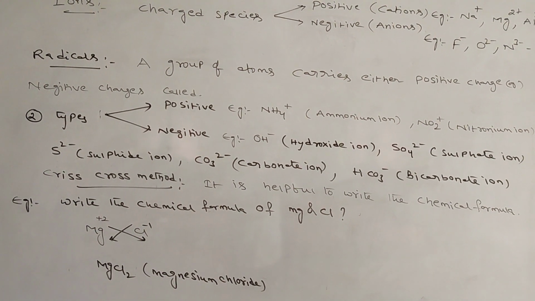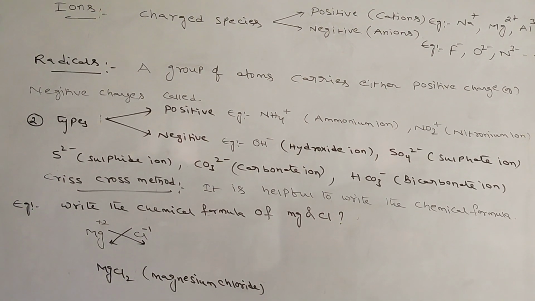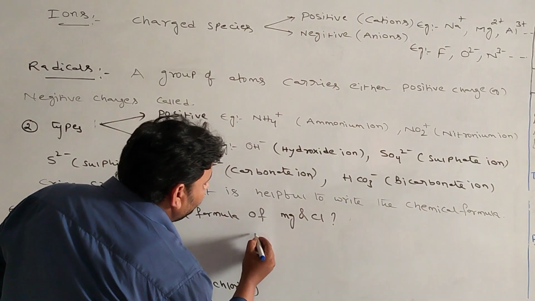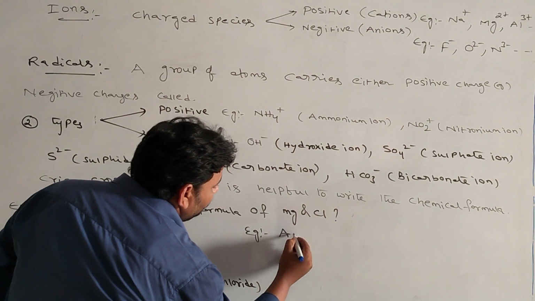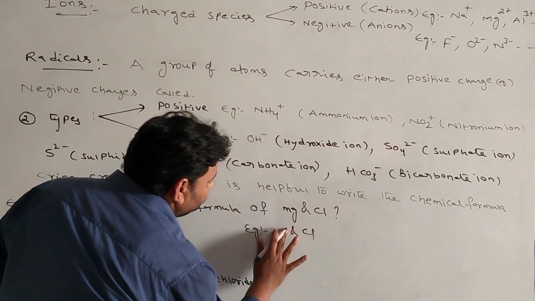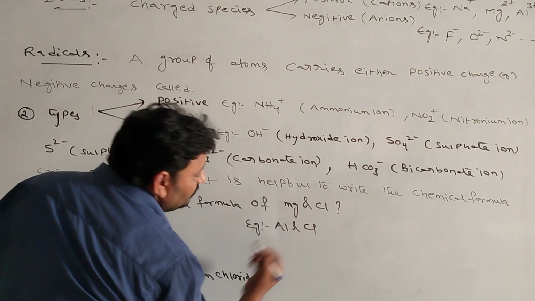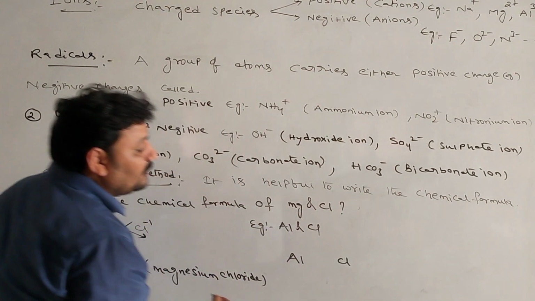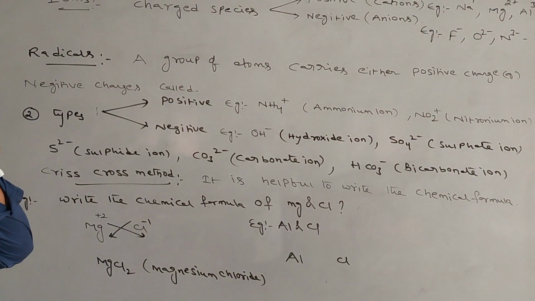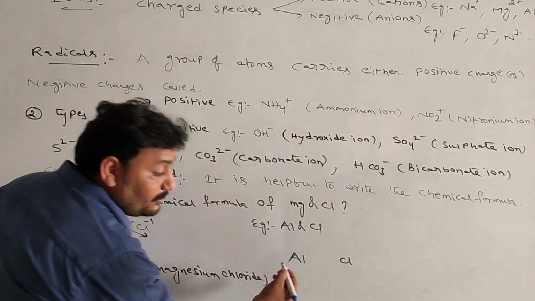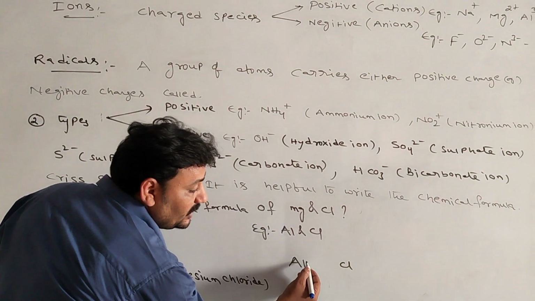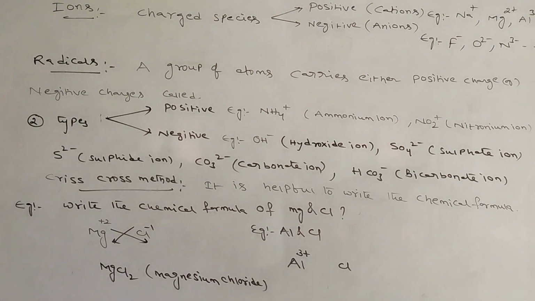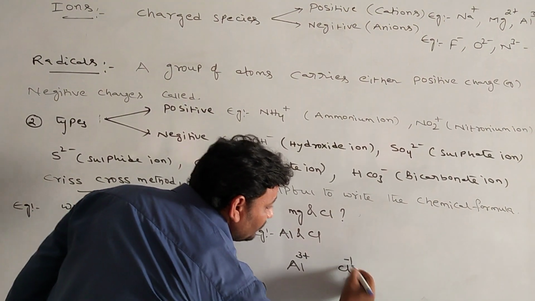For example, I will ask the reference of aluminum and chlorine. Another example: aluminum and chlorine combination. What formula will come, guys? As the first step, write aluminum on one side and chlorine on the other side. What is the charge of aluminum? Already we know that aluminum is +3, because aluminum atomic number is 13, it loses 3 electrons, so it carries plus 3. And chlorine is minus 1, already we know that.